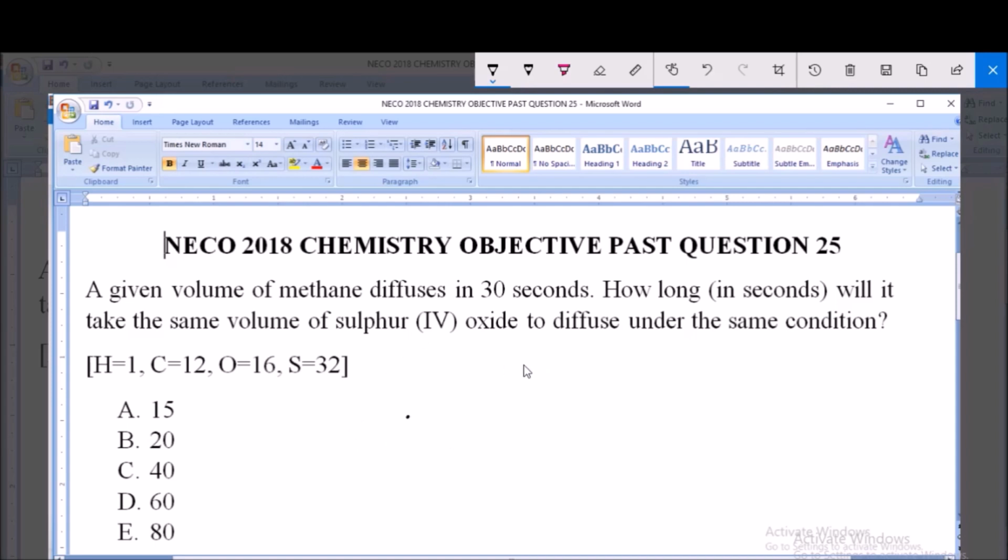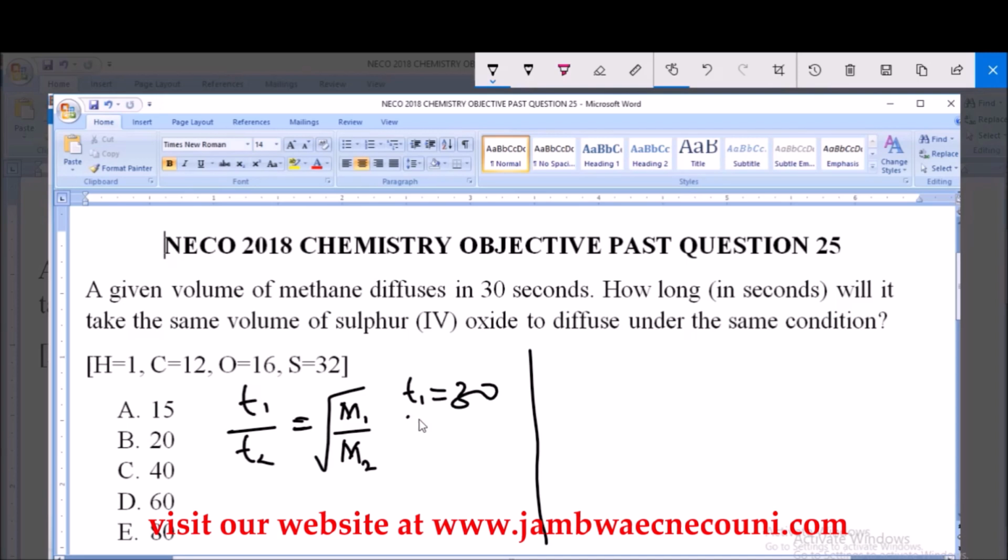Now, from Graham's law of diffusion, we have that T1 all over T2 is equal to the square root of M1 all over M2. Now, this T1 here is the time taken for the methane gas to diffuse, and that is 30 seconds. Then T2 is what we are looking for, that is the time taken for the sulfur 4 oxide to diffuse.